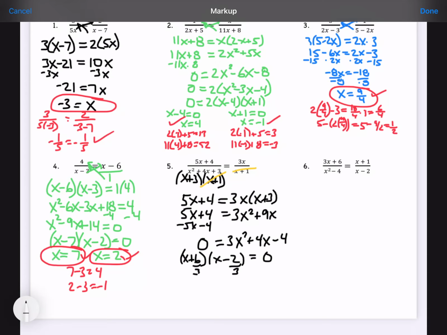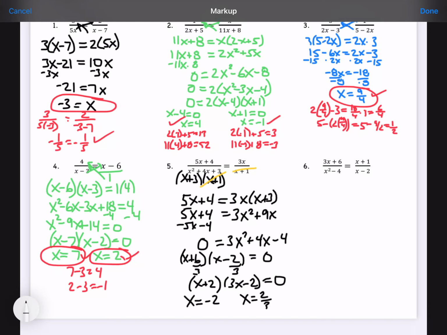So x plus 6 over 3 becomes x plus 2. What's x minus 2 over 3 become? 3x minus 2. And so now we set them both equal to 0. What would be my answers? x equals negative 2 and x equals 2/3. Right. x equals negative 2 and x equals 2/3.